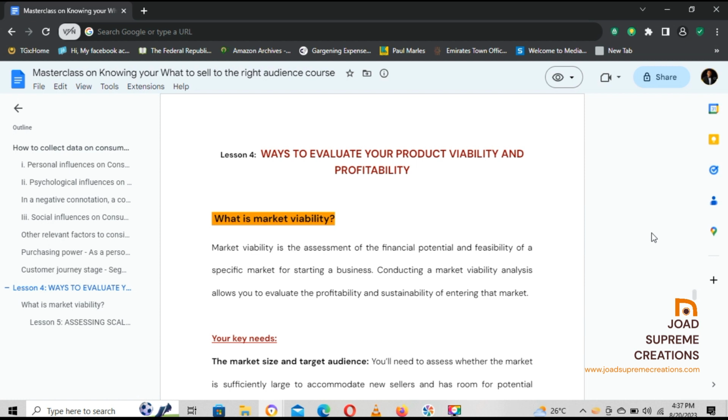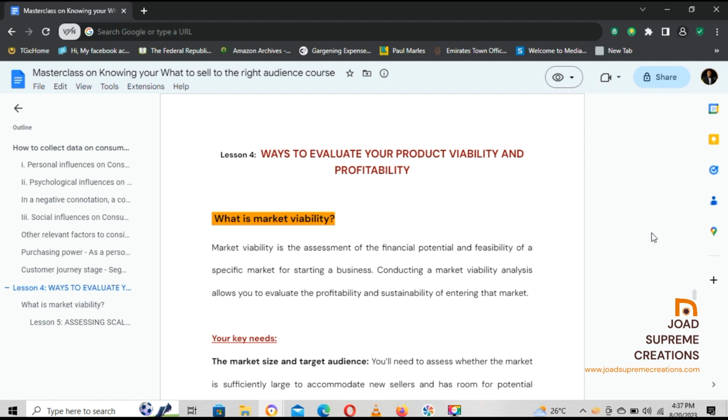You don't want to create a product nor enter into any market that is not profitable or that will not be profitable. How successful will this product be? How viable will it be? You must consider that before creating or entering any market.